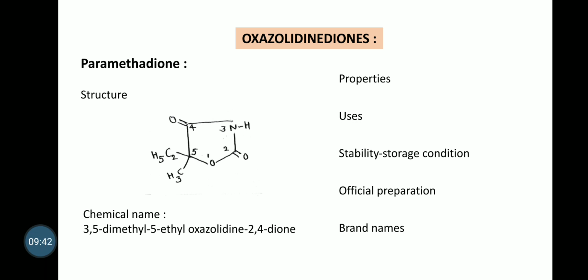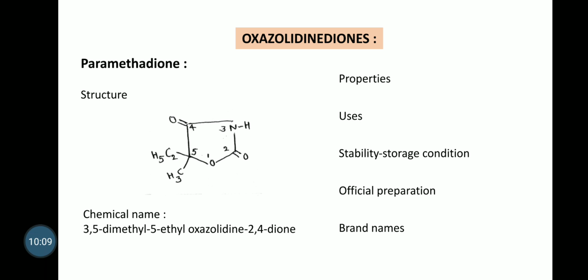In this way you can remember the structure. Properties of paramethadione: it is a clear colorless liquid with a characteristic odor. It is miscible with alcohol but practically insoluble in water. It is used in treatment of petit mal epilepsy.